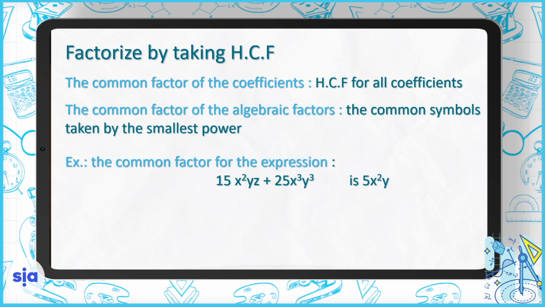For example, the HCF for this expression 15x squared yz plus 25x power 3 y power 3, if you see here, you will find that the HCF of 15 and 25 is 5, and then we take every letter common with its smallest power. So the x is common, we take its smallest power, which is x power 2. The y is common, we take it with its smallest power, which is 1. The z, we're not going to take it because it's not common between the two terms.